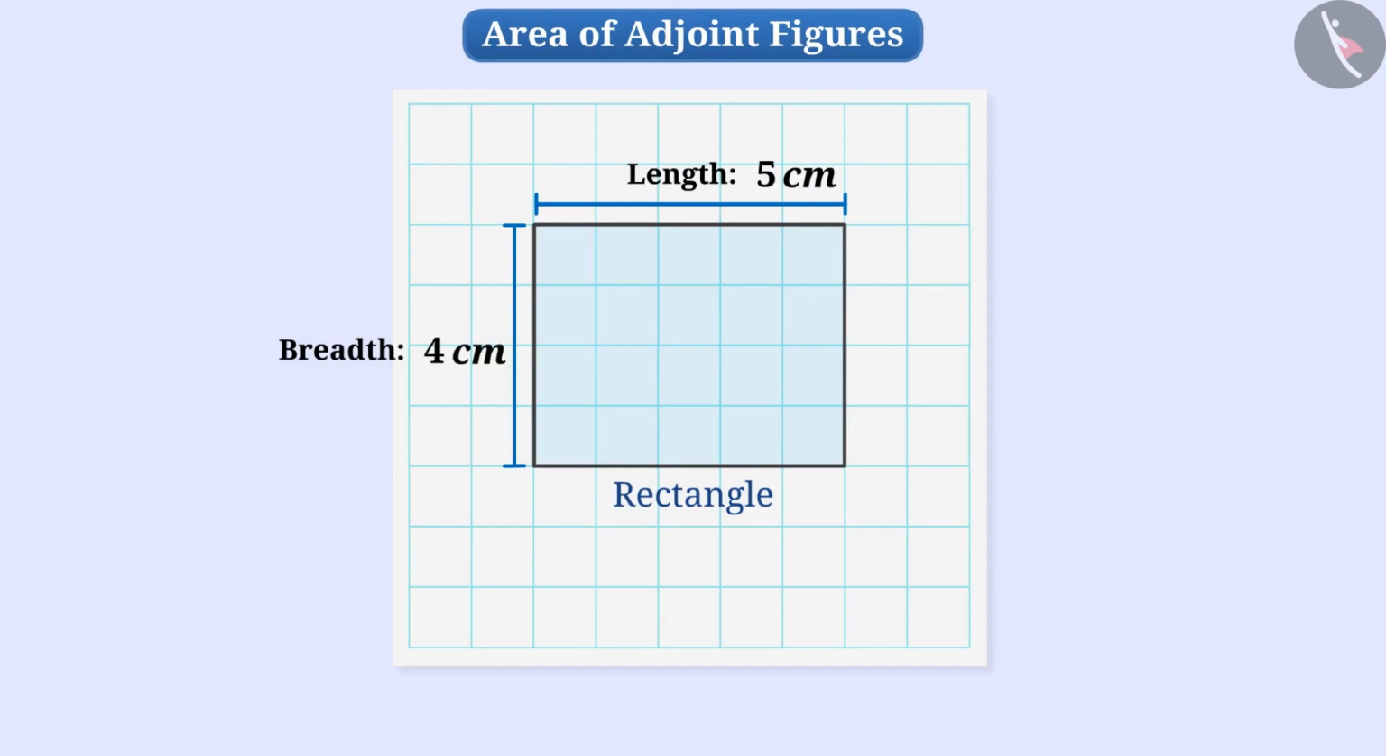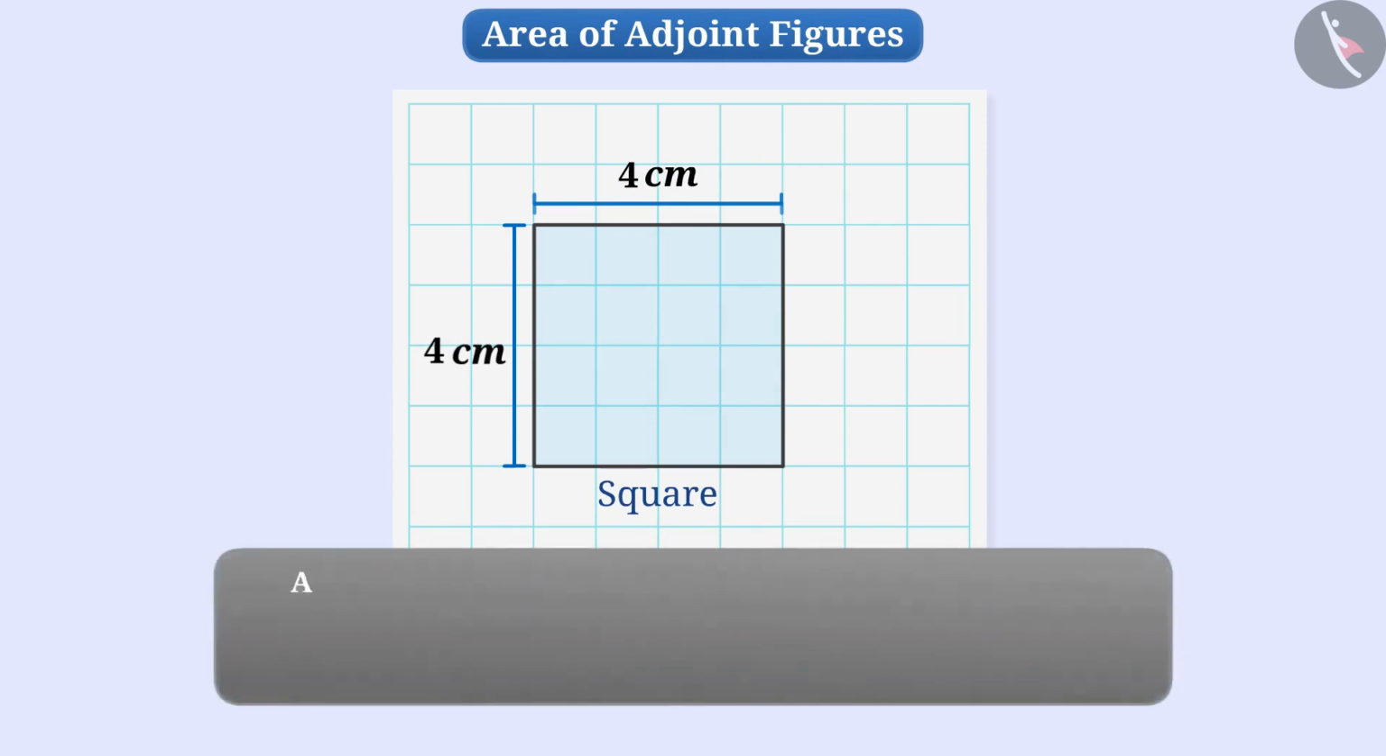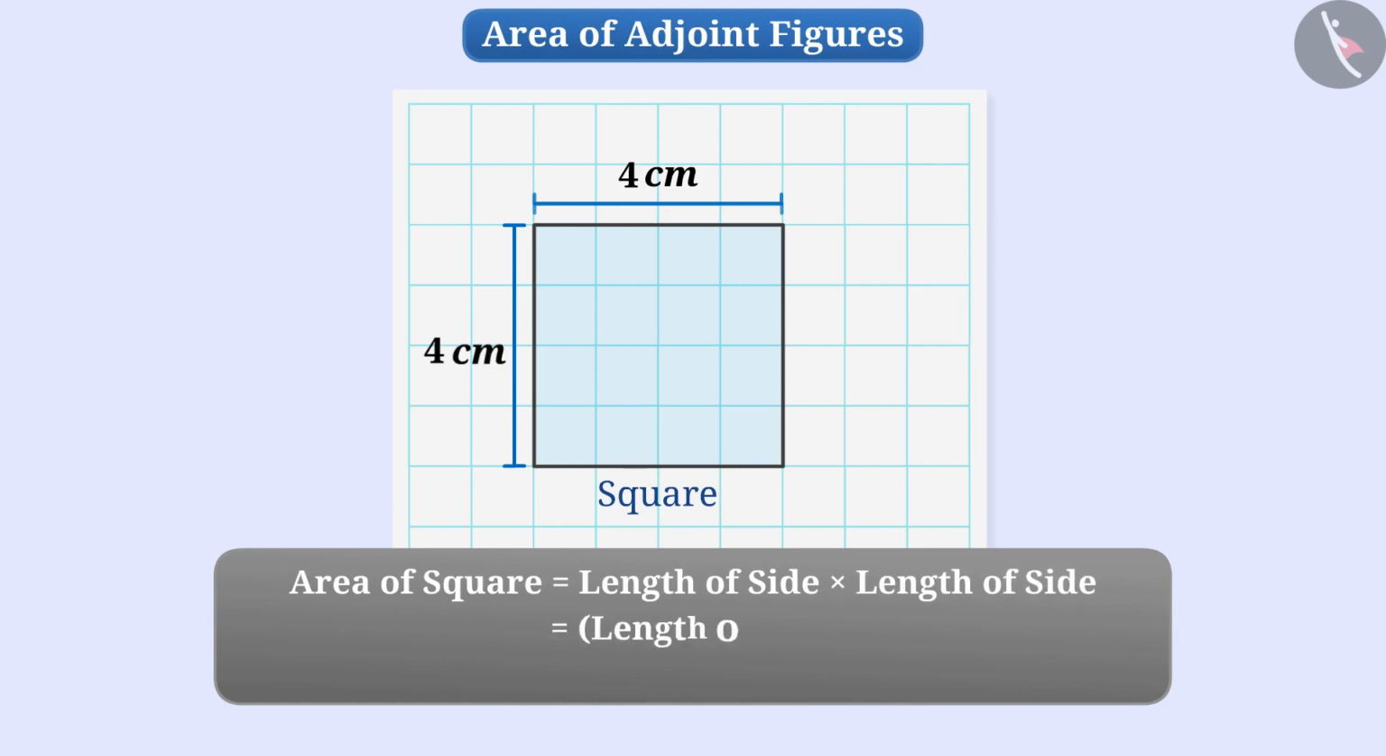Just imagine which shape will be obtained if the length and width of a rectangle are equal. Think. Yes, if we do this, then all the sides of the rectangle will be equal and so we get a square. In this case, we say that the area of a square is equal to the length of the side multiplied by the length of the side, which is the length of the side squared. If we denote the length of the side with A, then the area of the square will be A square.